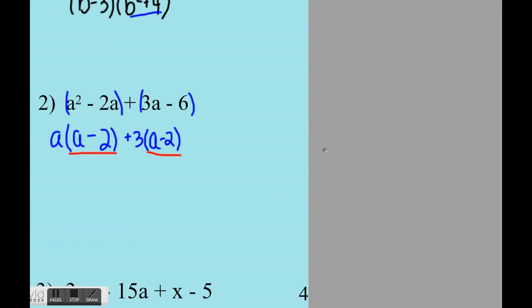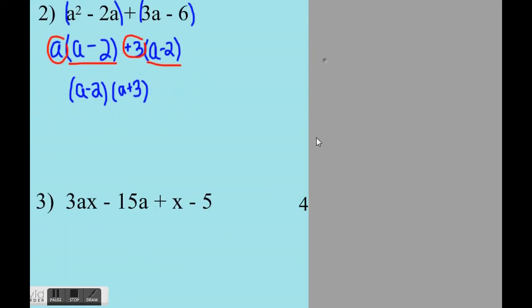So I'll begin by writing my final answer first with what is in parentheses, which is my GCF of a minus 2, followed by the leftovers from in front of my parentheses, which will make up the second part of my answer of a plus 3. So my final answer for problem number 2 is a minus 2 times a plus 3. Let's try another one.